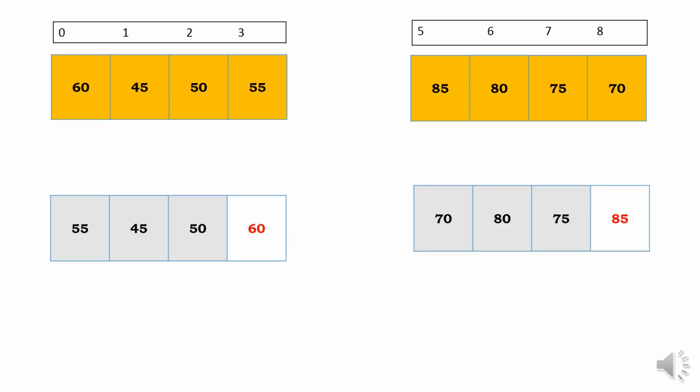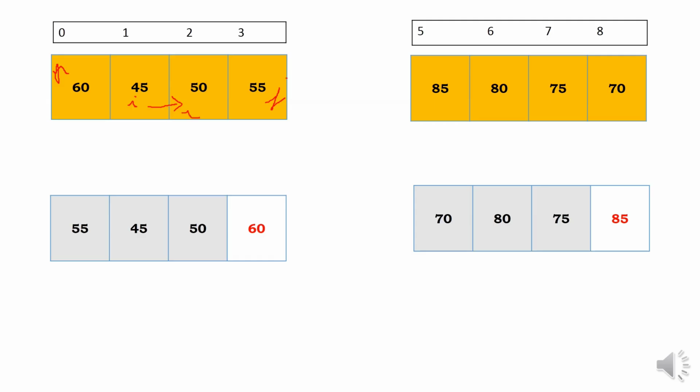Now let us see how the left sublist is going to be sorted. The pivot element is 60, i is pointing to the element 45 and j is pointing to the element 55. So the left to right scan begins. 45 is compared with the pivot element 60. Since it is lesser than 60, i is incremented to point to the next position.